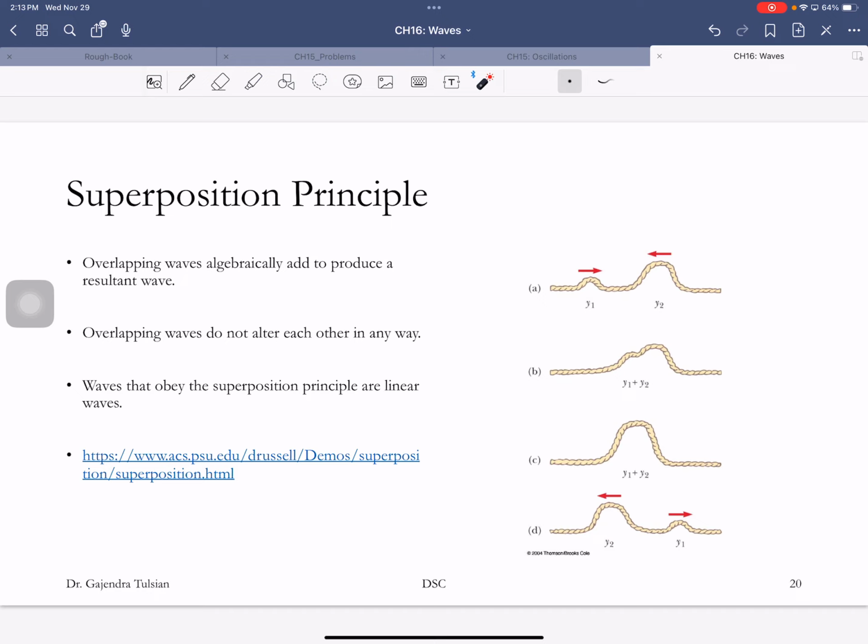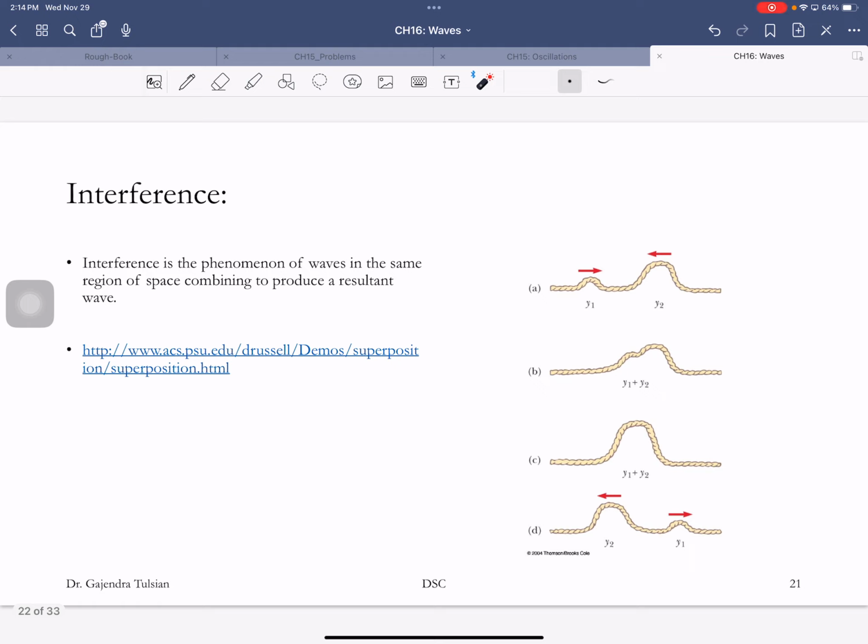The waves don't care. Do you understand that? So, when they're at the same location, they just add. And that's constructive interference. And you can do this for multiple waves. You can combine 1,000,000 waves together. You just add them together. And then once they've interacted and they go past each other, they'll go their separate ways.